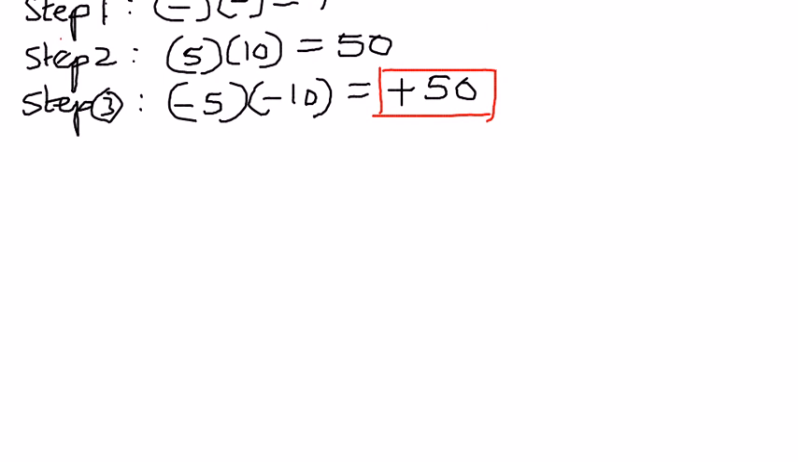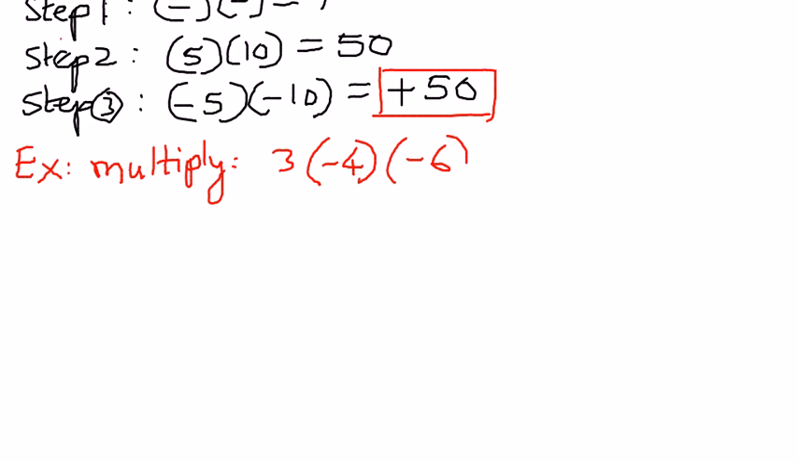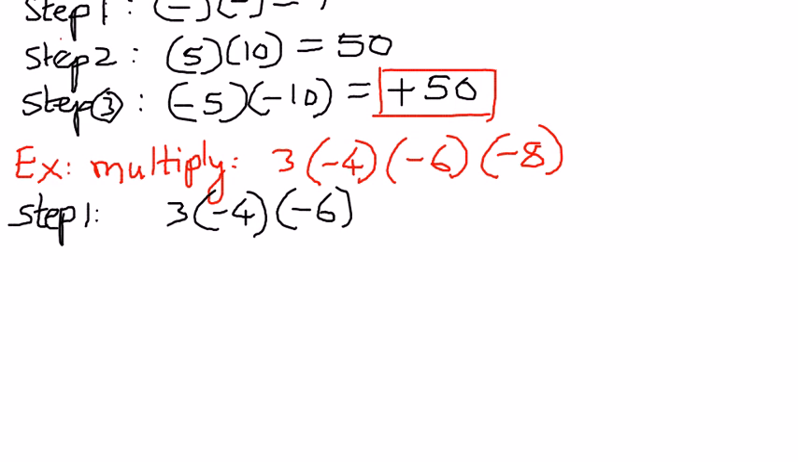Let's look at another example. This time, let's say we have several numbers to multiply. Let's say we want to multiply these numbers: 3 times negative 4 times negative 6 times negative 8. So that is what we have. Now we will take two numbers at a time, and then we will simplify as we go. So this is what we have. 3 times negative 4 times negative 6 times negative 8.